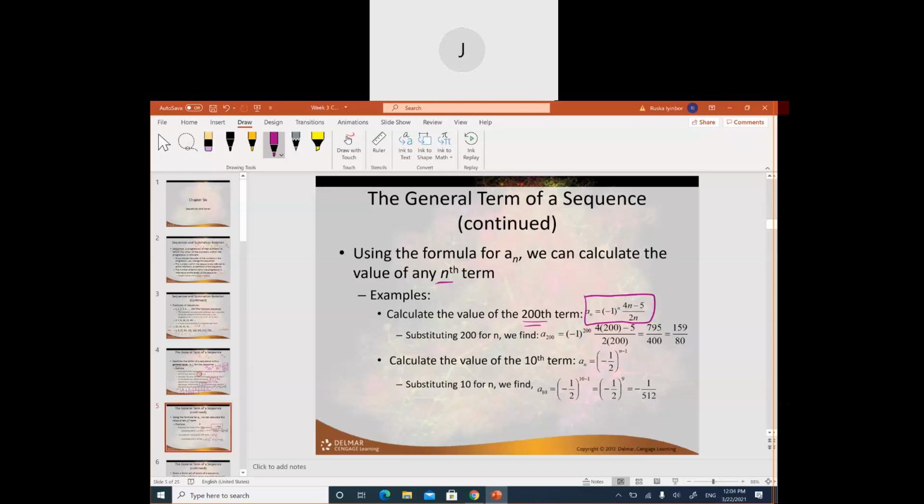Where's the answer for that one? Yes, this is the answer. You said 159/80. Once you put 200 in for n, you do the math. You can put it in the calculator, simplify, and you get 159/80. That's the answer. So in that sequence, you have number 1, number 2, number 3, number 4, all the way to 200. The number in the 200th place is going to be 159/80. Make sense?